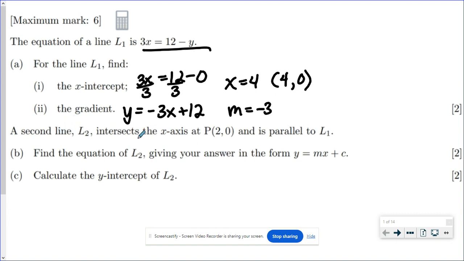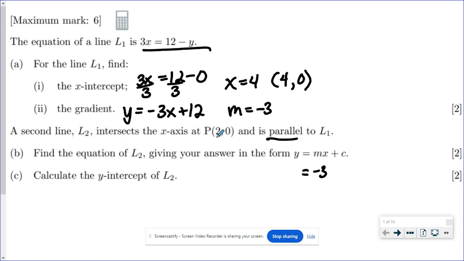All right, a second line, L2, intersects the x-axis at the point 2, 0, and is parallel to the line L1. Find the equation of L2, giving your answer in the form y equals mx plus c. Parallel means we have equal slopes, so I know that my slope is negative 3. Then I take this ordered pair that I'm given, 2 comma 0. Do be mindful, this is an intercept, but it is the x-intercept. It is not the y-intercept. So we cannot just use it as our c.